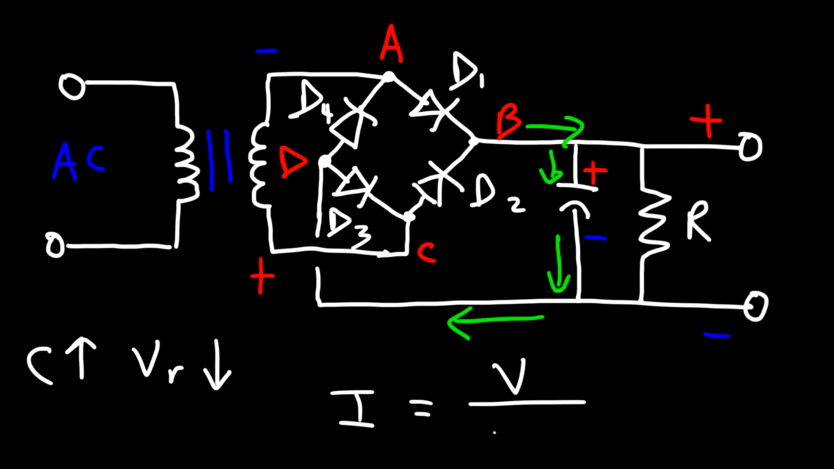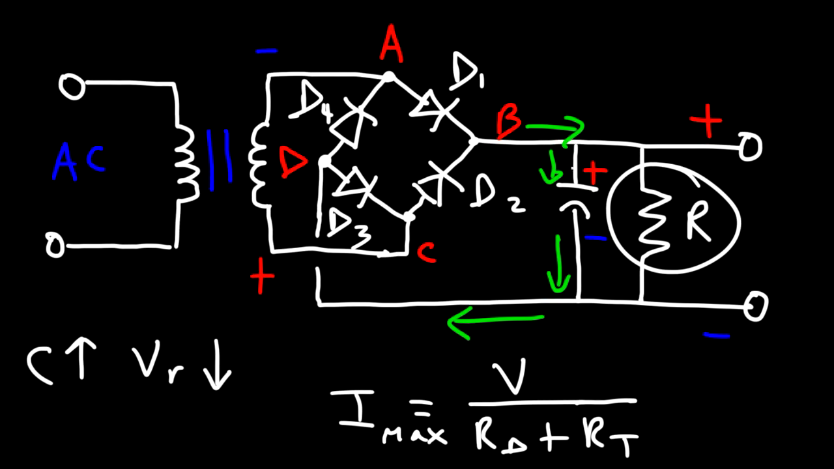And then divided by the resistance of the diodes plus the resistance of the transformer. Typically, these may be low values, so the current will be high. So this will be the maximum current that will flow through the capacitor while it's charging. Now we really don't have to worry about R because the resistance of these values will typically be a lot less than the load resistance.